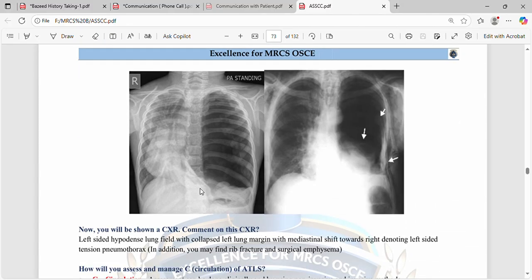So these are the X-ray pictures. There is left-sided tension pneumothorax, and this has pushed the mediastinum to the right side. Now you will be shown the X-ray, comment on this X-ray. Left-sided hypodense lung field with collapsed left lung margin with mediastinum shift towards the right, denoting left-sided tension pneumothorax. This can be due to rib fracture and surgical emphysema.